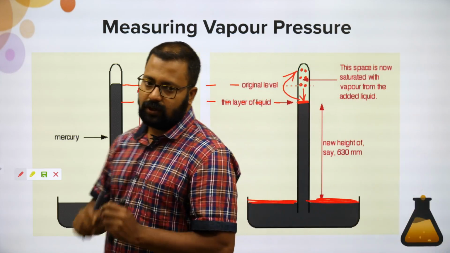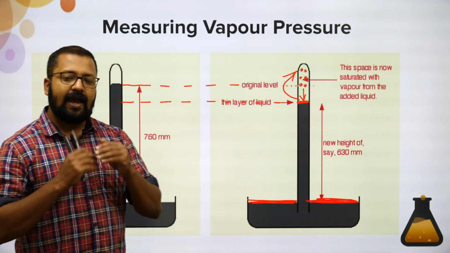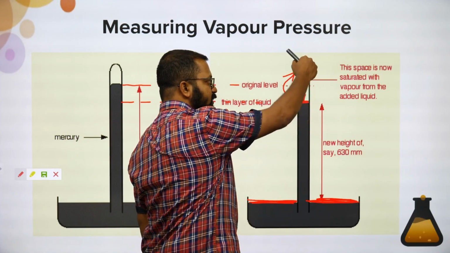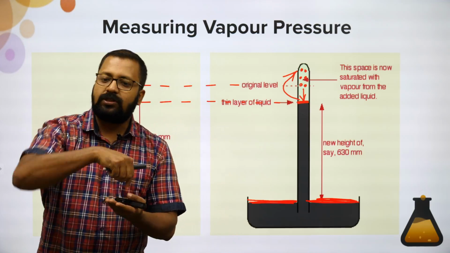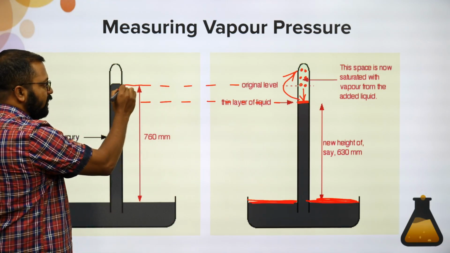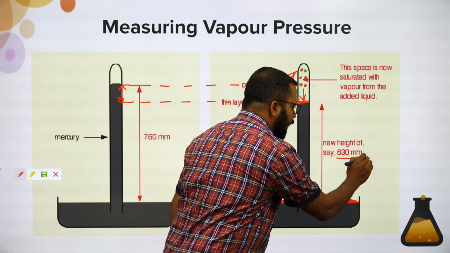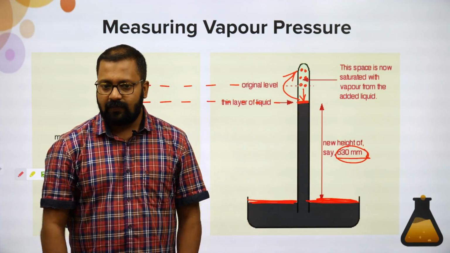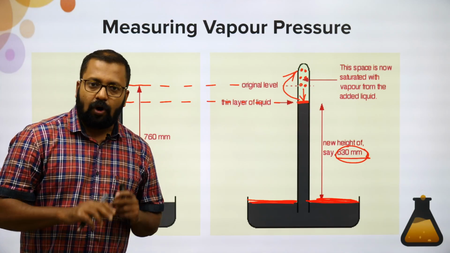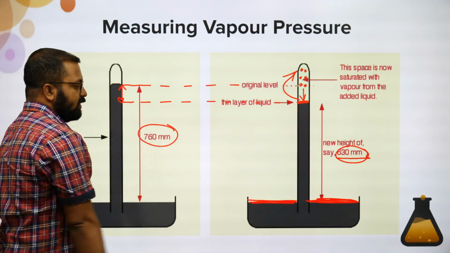I am telling you again, listen carefully. I take some liquid, the liquid will come over here above mercury and the liquid will evaporate, and due to that evaporation it will create some vapors which will exert some pressure. It will push the level of the mercury surface below, and with respect to the original level we can see a difference. Let's say now the height is 630 mm of Hg. Earlier height was 760.